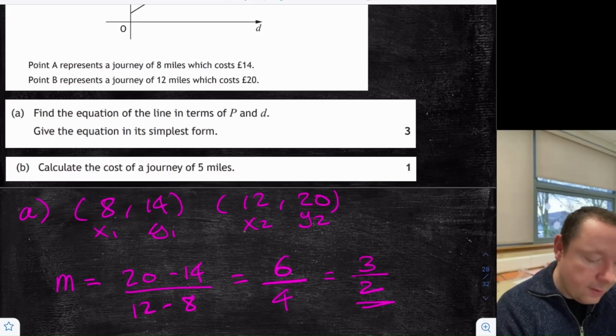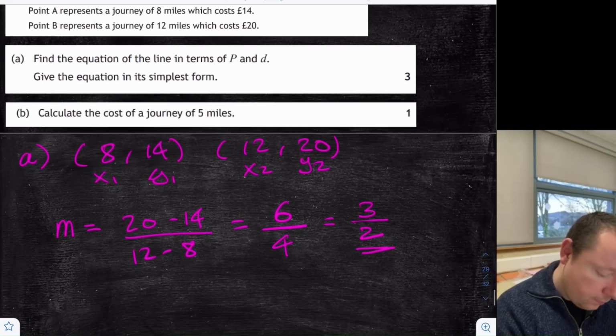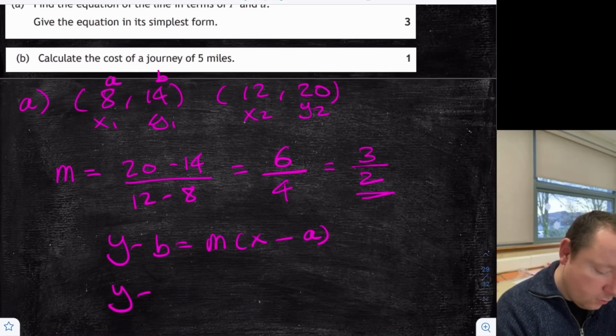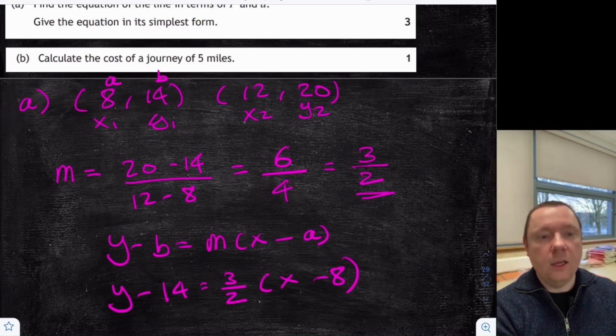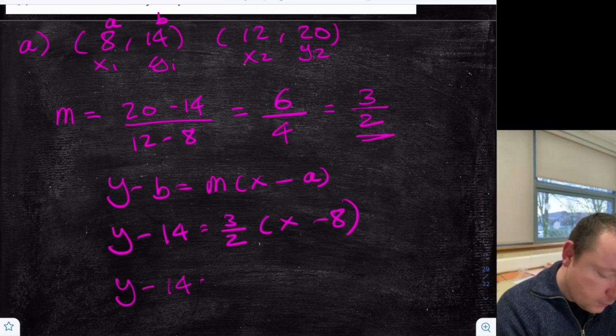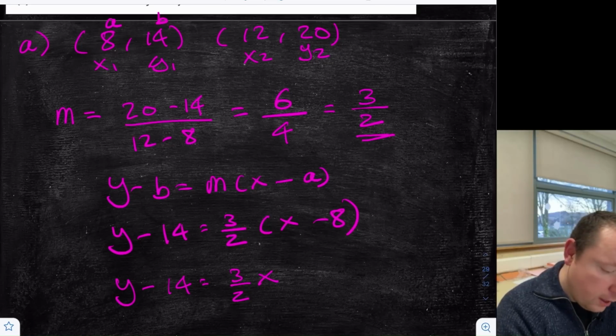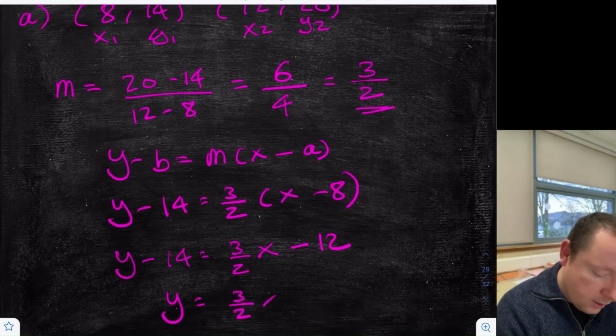Now we use y minus b equals m(x minus a), where a and b is just one of the points. I'll just pick the first one, a and b. You could pick the other one. So I get y minus 14 equals 3 over 2 (x minus 8). y minus 14 equals 3 over 2 x. 8 divided by 2 is 4. 4 times 3 is 12. So minus 12. y equals 3 over 2 x plus 2.